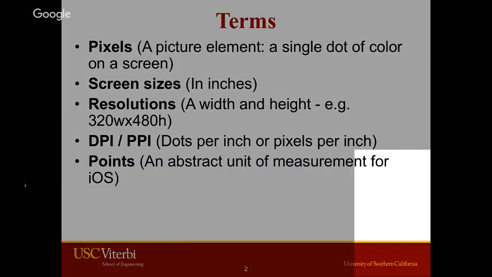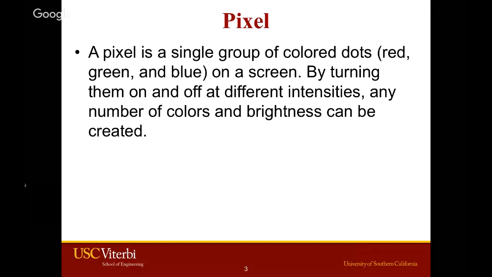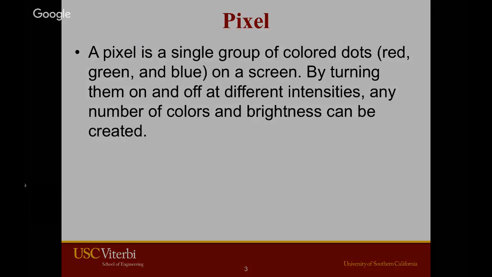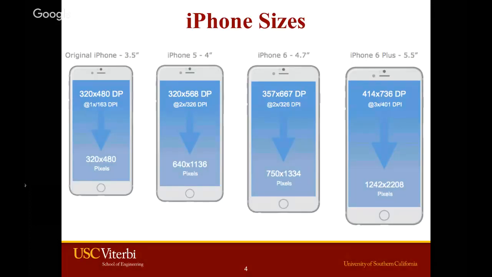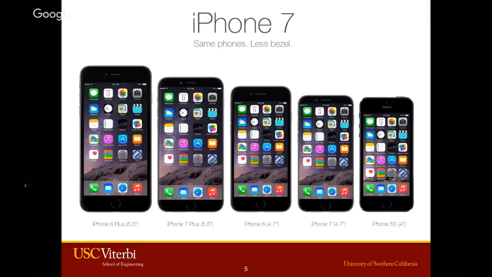So again, the pixel is the most fundamental element when it comes to user interface. By having the combination of red, green, and blue, you can have millions of possibilities. iPhone sizes are measured diagonally. So the original iPhone was 3.5 inch, and then it got bigger and bigger. And this is the iPhone 6 Plus, which is 5.5 inch. Another slide showing you the same thing, just different iPhones with different screen sizes.